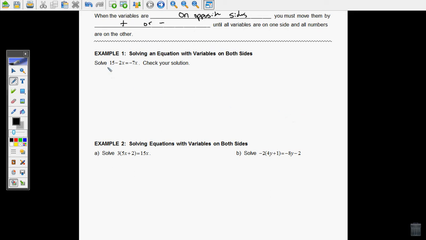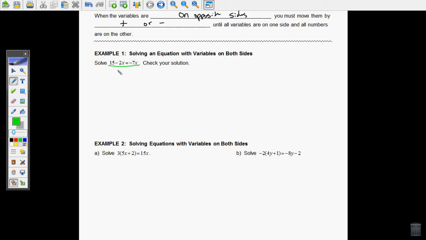15 minus 2x equals negative 7x. Let's see if we can solve it. I need to get my x's together, and it's really up to me whether I want them on the left side of the equation or the right side. Each situation is a little bit different, but you want to check where your numbers that are not attached to x's are. Here I have a 15 on the left, so it's easier for me to move the x's to the right side because the left already has a number.